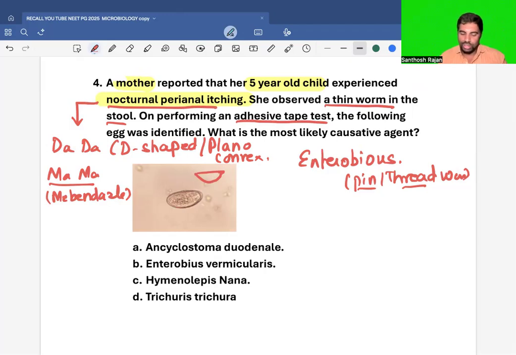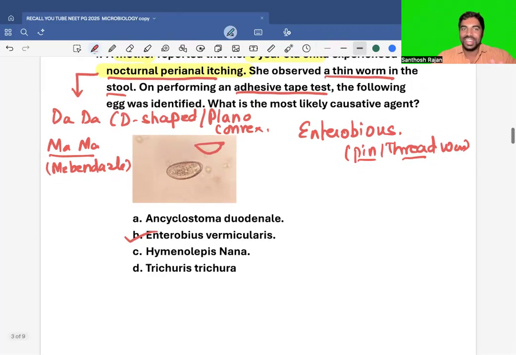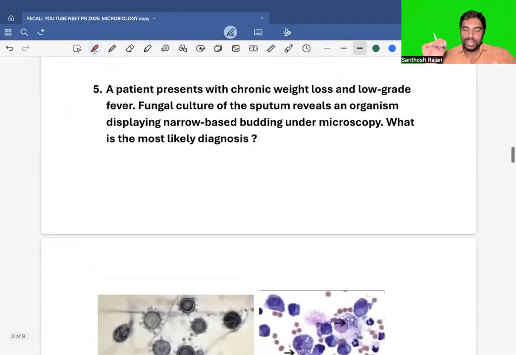So now everything is given here. So directly you mark Enterobius vermicularis. Finished. Your answer. Very simple, no? I'm sure you guys got this question correct. Okay. Next question. Look at this question.